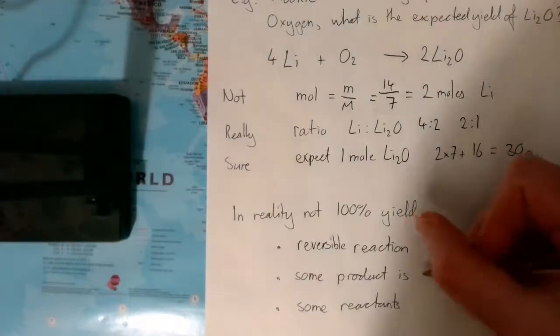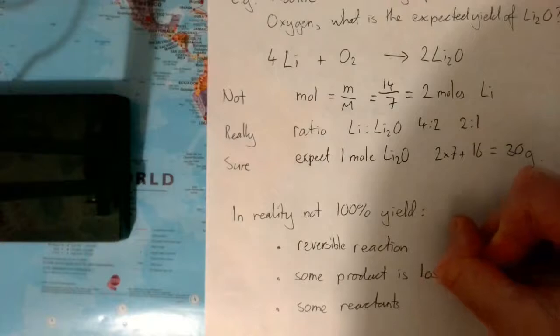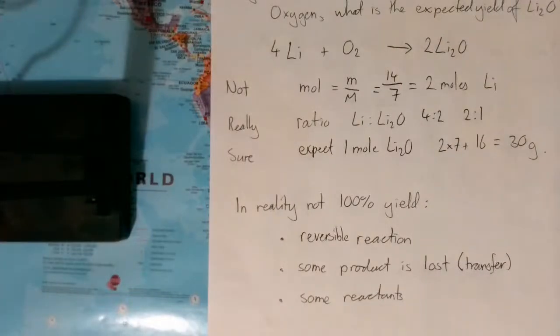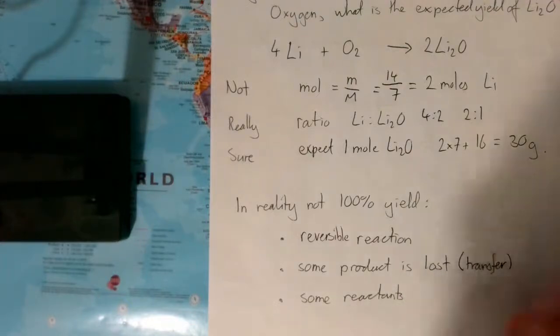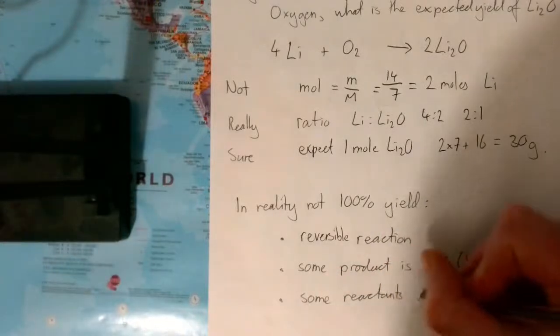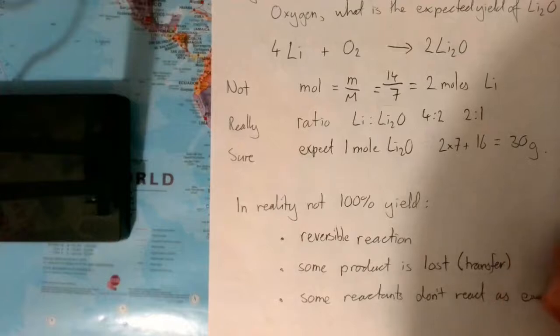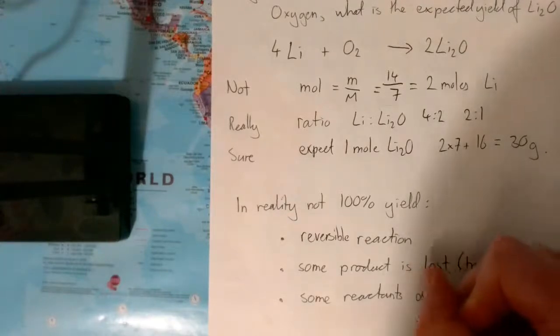The next bit is a simple one. Some of the product is lost, and that happens when you transfer it. This one's probably easiest to think about if you ever cook something and you have some of the mixture for, say, cake stuck to the bowl. You don't get all of it into the oven. The last one probably doesn't happen when you think about cooking. In this case, some of the reactants, they don't react as you expected. Instead, they might do a side reaction.